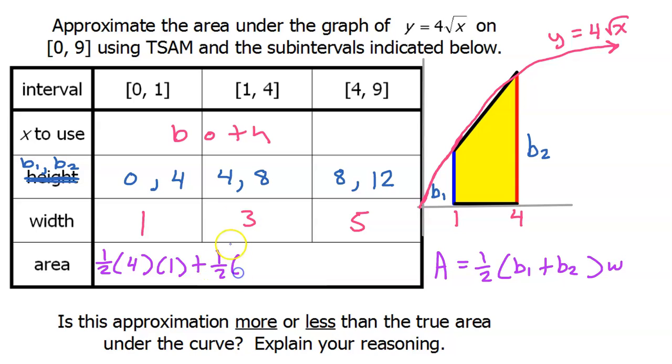1/2 base 1 plus base 2, that's 12, and then times the width, plus 1/2 base 1 plus base 2, that's 20, and then times the width. So this is an expression for an estimate. This is our estimate for the area under the curve between 0 and 9. And you would just leave your answer like that.